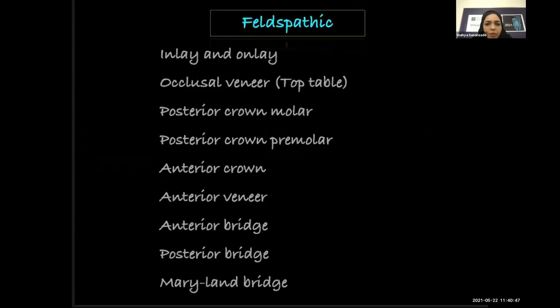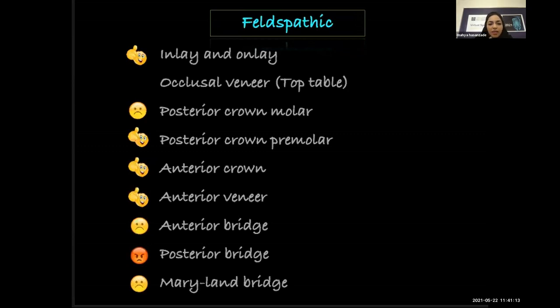So in summary, feldspathic blocks are indicated for inlays, onlays, and occlusal veneers, but they're not indicated for posterior molars. It's good for premolars. It's also indicated for anterior crowns and anterior veneers, but it's contraindicated for anterior or posterior bridges and Maryland bridges. We should not use feldspathic blocks for anterior or posterior bridges.